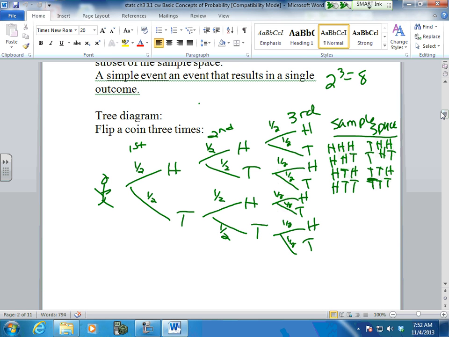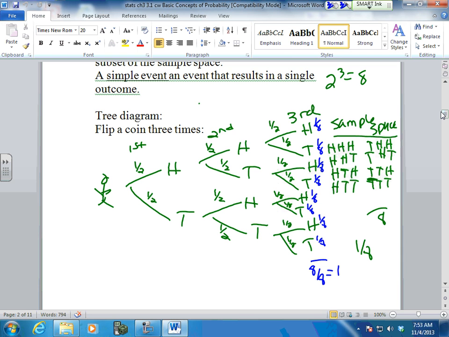Each one of these, because it's 8 things, has a 1/8 chance of happening. Now watch. 1/2 times 1/2 times 1/2 is 1/8. So this is 1/8 right here. Each one of these has a 1/8 chance of happening. Your tree and your probabilities all tie in. Together, they have to equal 1. Now, once you do your sample space, all your probabilities come off of that.